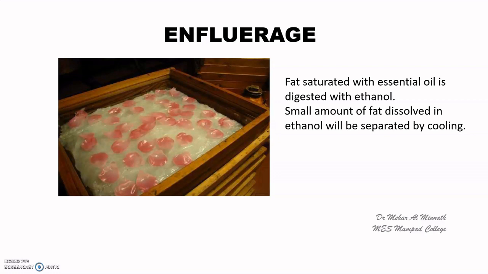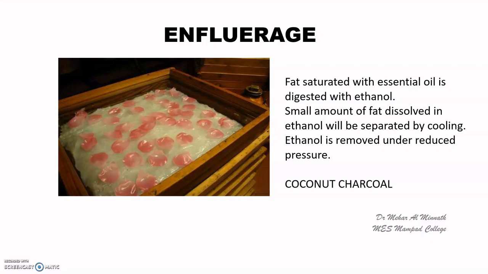Whatever small amount of fat has come out along with the ethanol can be separated again by cooling it. Okay, this fat and ethanol will be separated, and the essential oil will be present in the ethanol. And then ethanol is removed under reduced pressure. Here again, you don't heat it. The ethanol is removed under reduced pressure, and you get the essential oil over there. Alright, so these are the 4 methods of extraction or isolation of essential oil from plant materials.